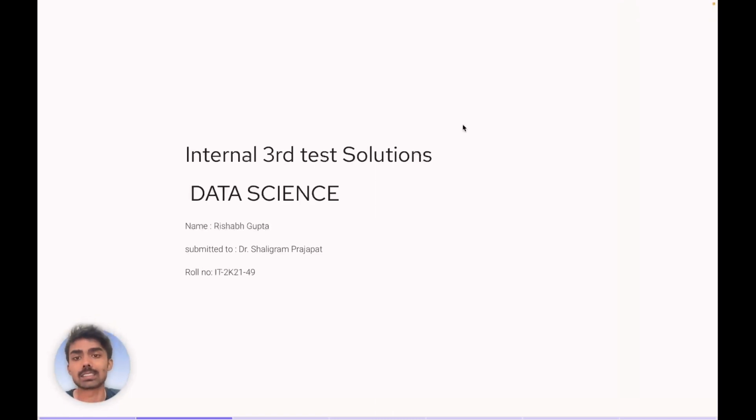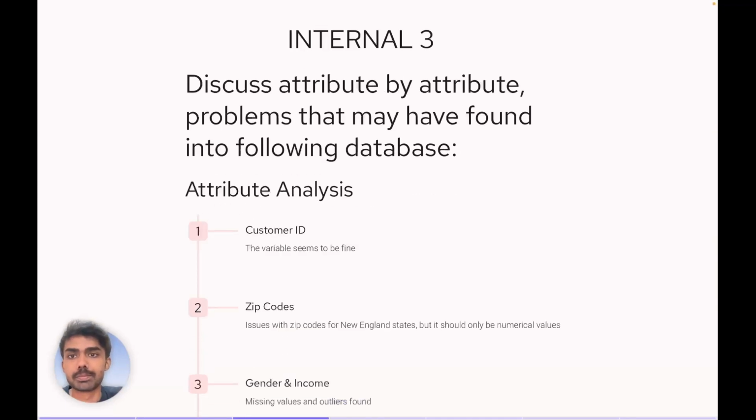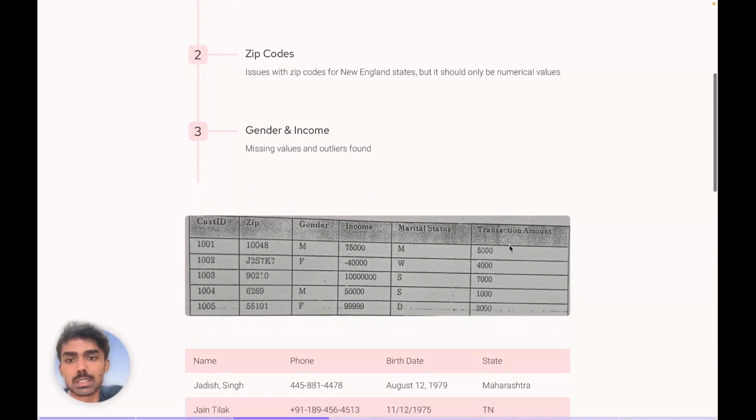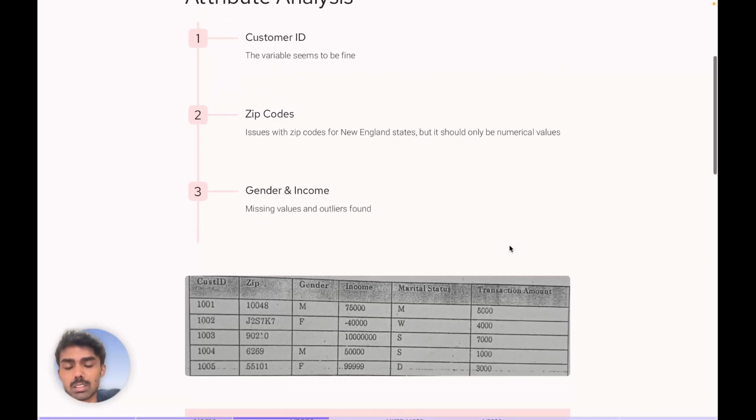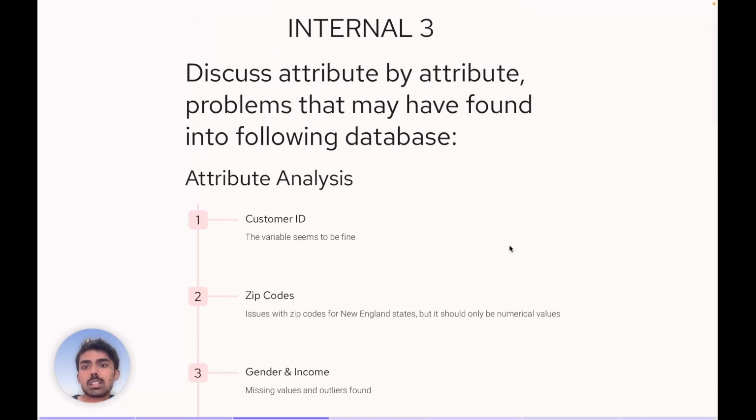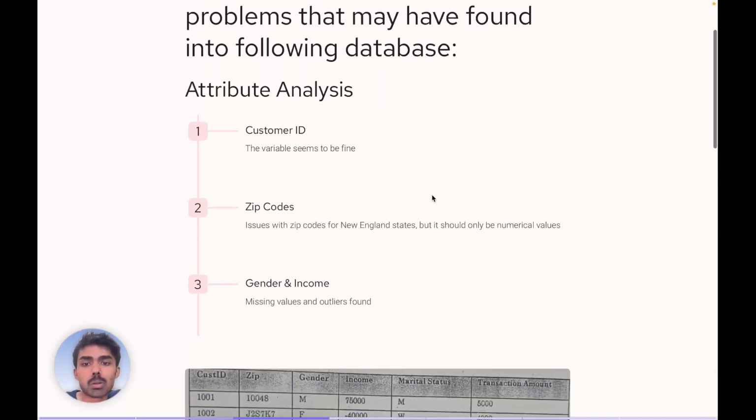This is the internal third test solution of our data science subject. The first question in the paper is: discuss attribute by attribute problems that may have been found in the following database. We have this database which has different columns: customer ID, zip code, gender, income, status and transaction amount. We have to find, attribute by attribute, what the problem is in this database.